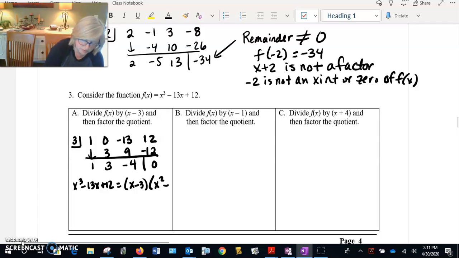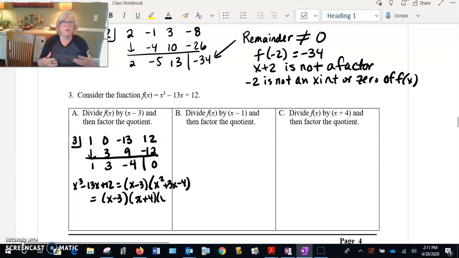So drop 3, 3, 9. The trick is to not make any mistakes as you go. Right, so I get to that point, and what I know at that point is that x cubed minus 13x plus 12 is going to equal x minus 3 times x squared plus 3x minus 4. And then we can continue factoring, right? We can just go ahead, because it's a quadratic. Once you get to a quadratic, x plus 4, x minus 1, and then we would be done, and we have all three zeros, okay?